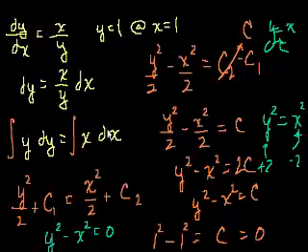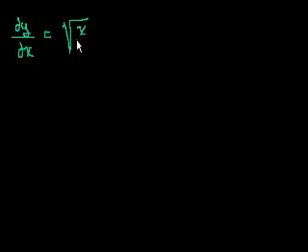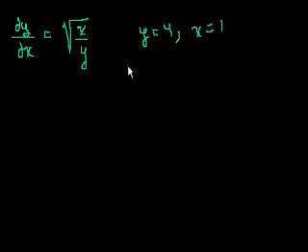Let's do one more. So this one says the derivative of y with respect to x is equal to, this is the square. Okay, so this is even a little bit more interesting. This is equal to the square root of x over y, the square root of x over y, and it says that y is equal to 4 when x is equal to 1. Right? Yep, I think I'm reading that right.